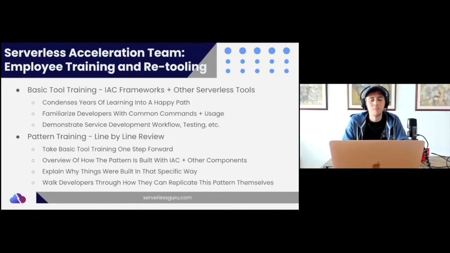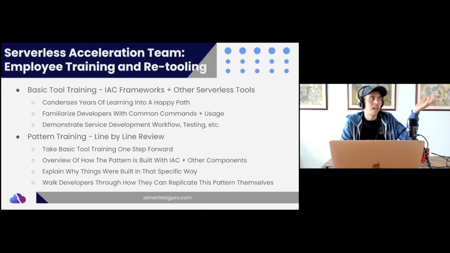There we go. Okay. And so demonstrating service development workflow, testing, et cetera. That would also be part of this basic tool training. So once we have that baseline established of this is how you use it, this is how you build basic things, we have this blueprint, now we're kind of contextualizing it, right? So you can see what was done, we're teaching you how to do it, and then now it's more able to be mapped together.